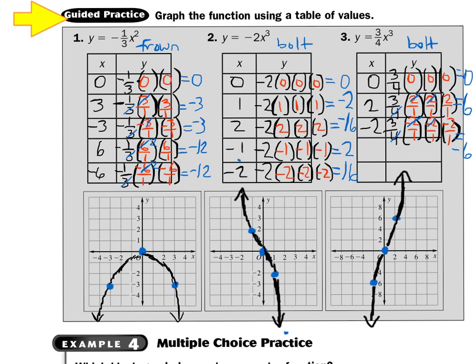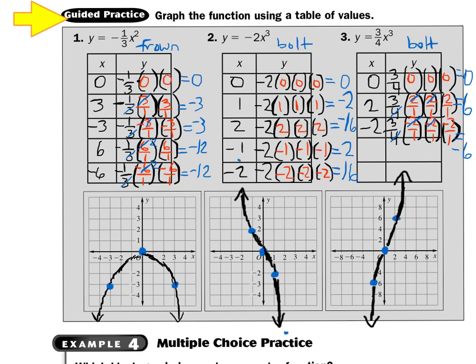So let's put in some values. So under the x, I want you to put a 0, a positive 3, a negative 3, positive 6, and negative 6. And the reason I picked 3 and 6 is because the denominator is 3, and I want the answer to turn out to be nice, easy integers. Okay, so now I wrote out negative 1/3 times x, and I put in a 0. Well, 0 times anything makes 0. So on my graph, I just plotted the point 0, 0.